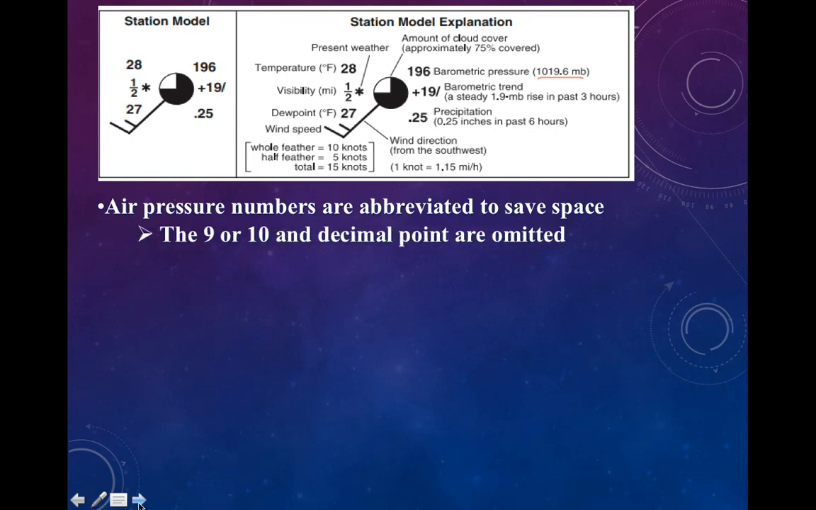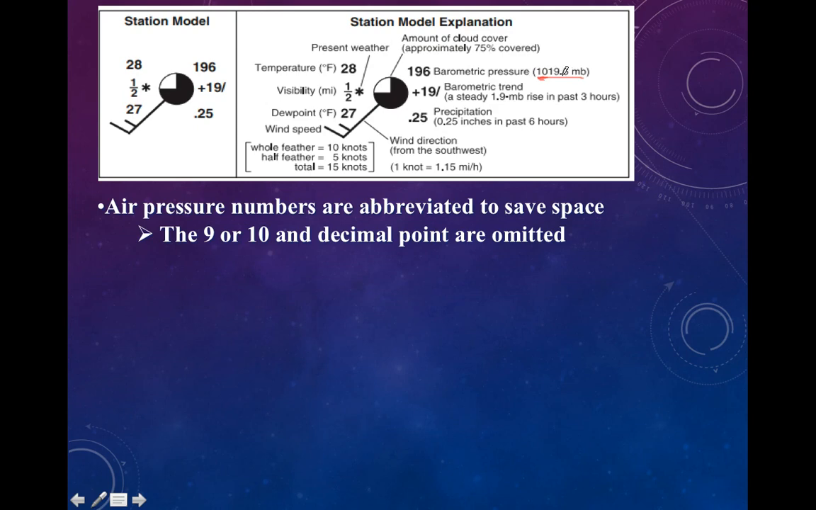So how do we do it? Well, if we were to go from the regular air pressure and convert it so it is on the station model, it's really simple. Your air pressure will always start with either a 10 or a 9 in front because it's going to be either in the low 1000s or the high 900s.